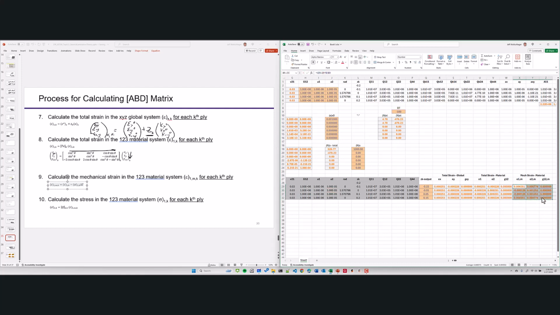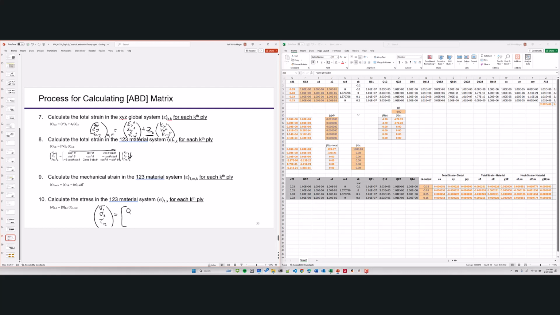These are my mechanical strains now in the 1, 2, 3 system. And you notice they're going to be different than my totals because I have an alpha delta T. And now that I have my mechanical strain, now I can finally calculate my stress. And just to remember again, this calculation, I've got stress 1, stress 2, tau 1, 2. I'm just expanding this out.